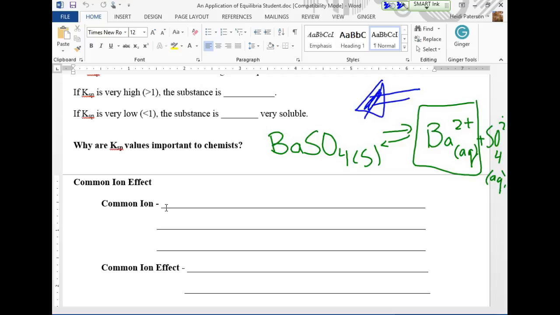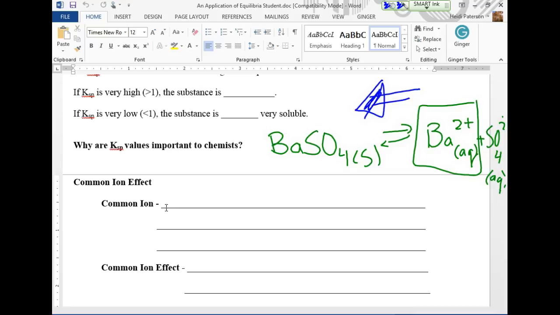What are some ways? Add more sulfate. Yes, because if I add sulfate, I'm going to force that to the left and lock up more barium. Would I add more barium? No. If you're trying to get rid of the barium, adding more barium would not be the best thing.